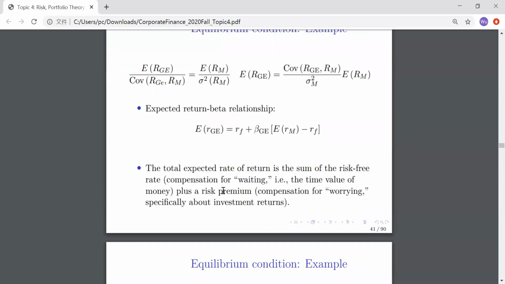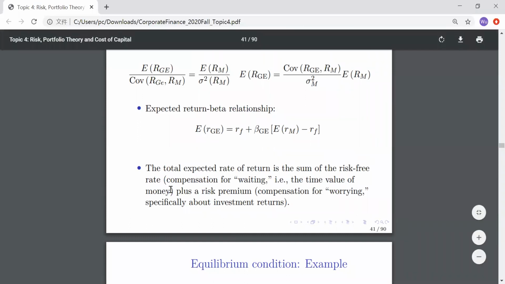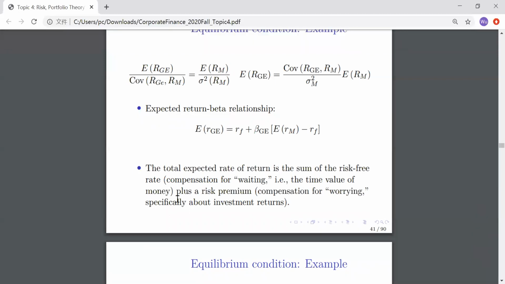So the idea is that the total expected return is the sum of the risk-free rate plus the risk premium. This risk-free rate is the compensation for waiting, right? So in other words, the time value of money. This risk premium is the compensation for worry, right? So high risk, high return, right? So if you want to incentivize investors to take a risk, you need to offer them commensurate returns, right?